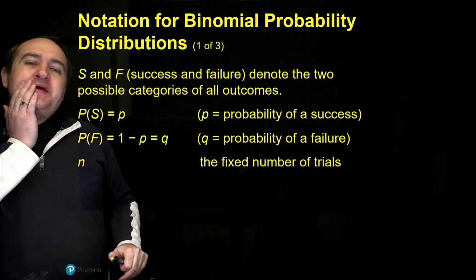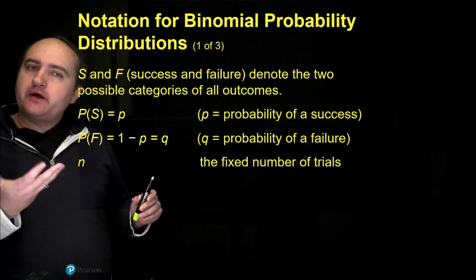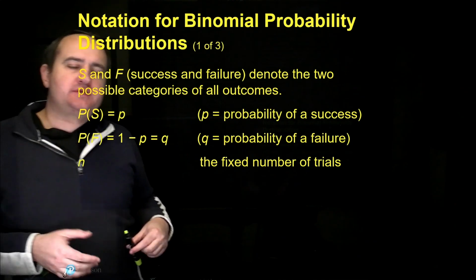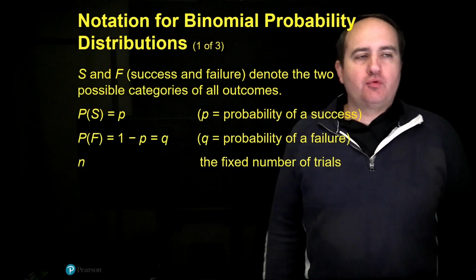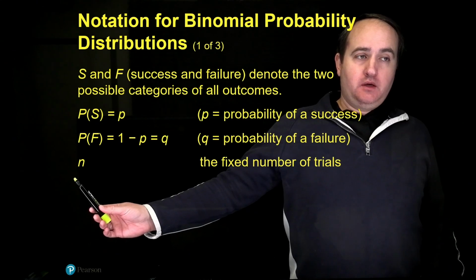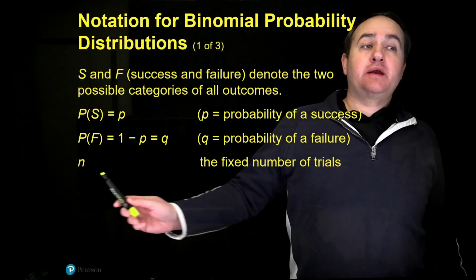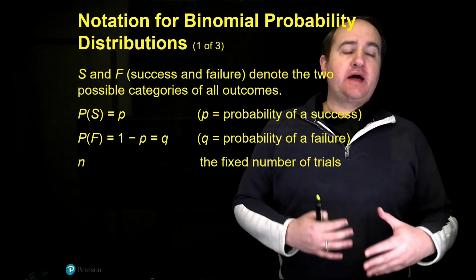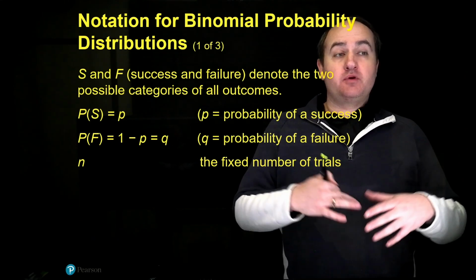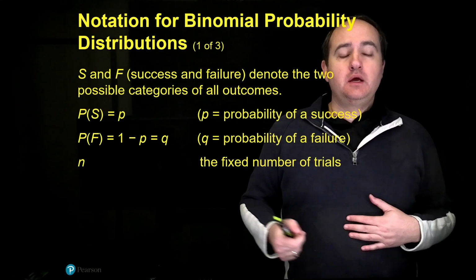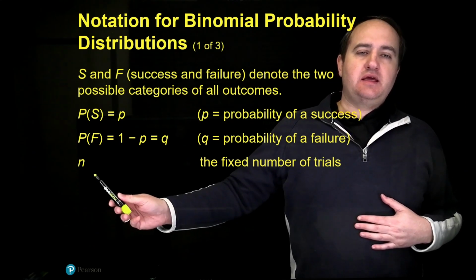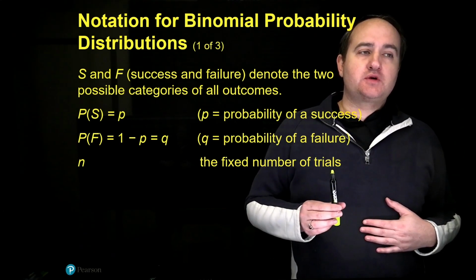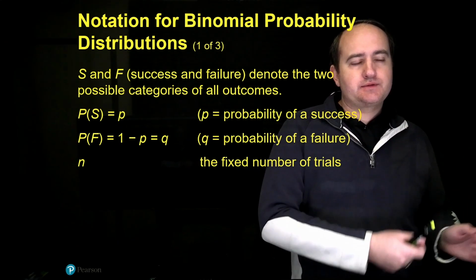Okay? And then one other letter that we need to talk about, but it's a letter that we've seen quite a bit before, is N. So remember, throughout this course, whenever we use the letter N, that usually represents the number of data values in our sample, or in this case, N represents the fixed number of trials, so the total number of trials.